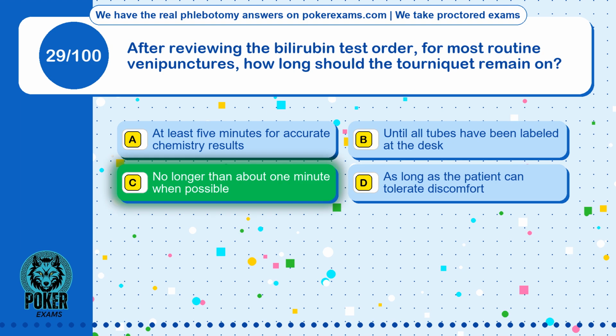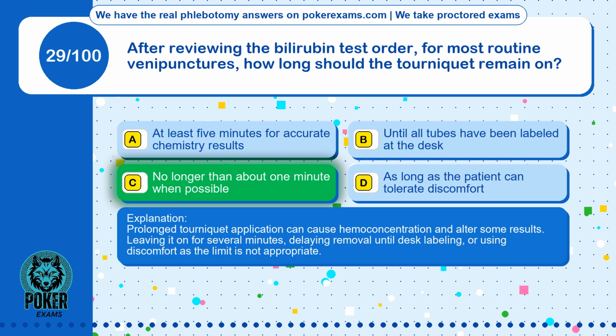No longer than about 1 minute when possible. Prolonged tourniquet application can cause hemoconcentration and alter some results. Leaving it on for several minutes, delaying removal until desk labeling, or using discomfort as the limit is not appropriate.